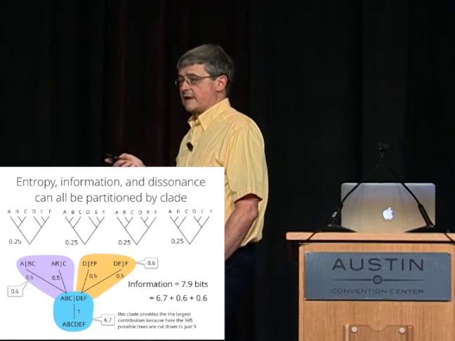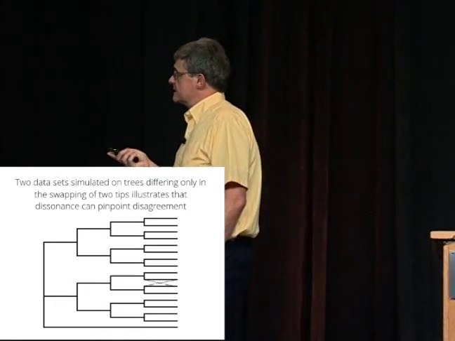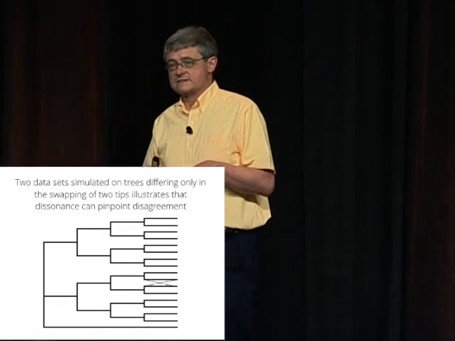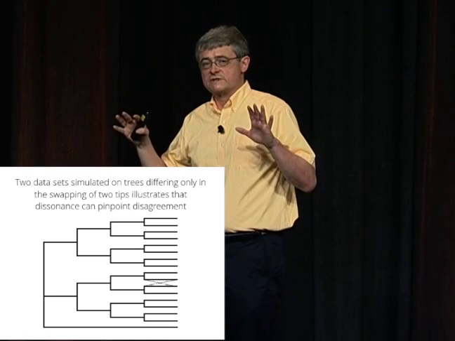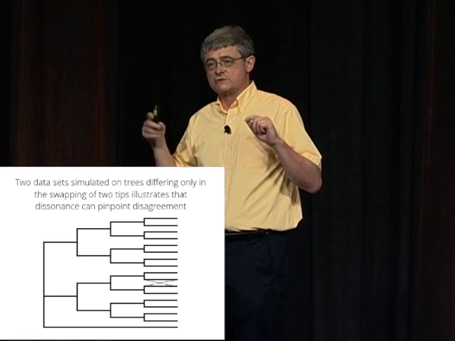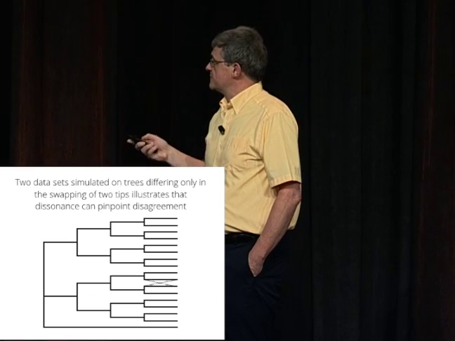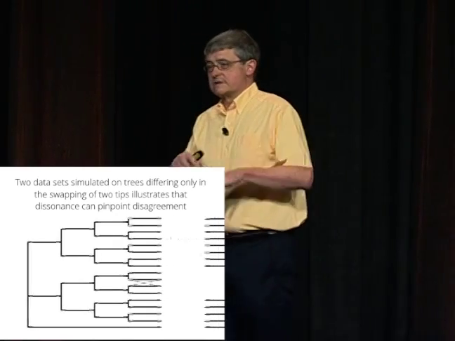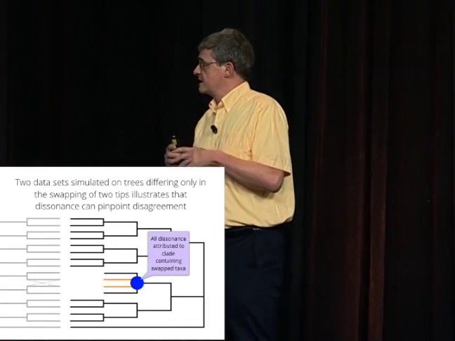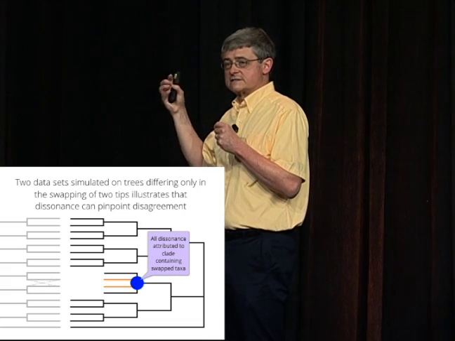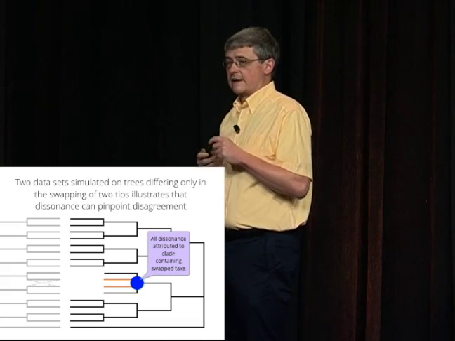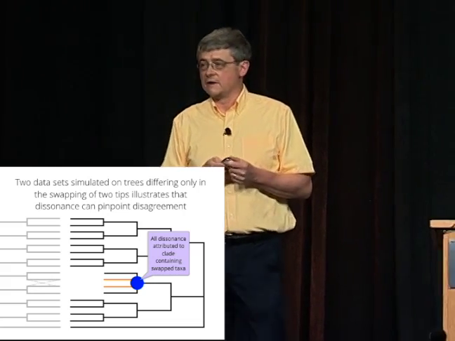You can do the same thing for dissonance as well. So here I simulated two data sets from two model trees, and the two model trees that I used differed only by swapping two of the leaves. And so if you do that, the merged consensus tree at the end of the day collapses that clade, and all the dissonance is concentrated in that one clade where the problem occurred.